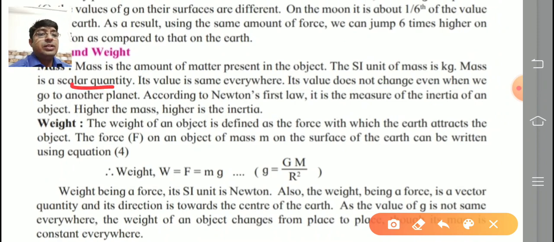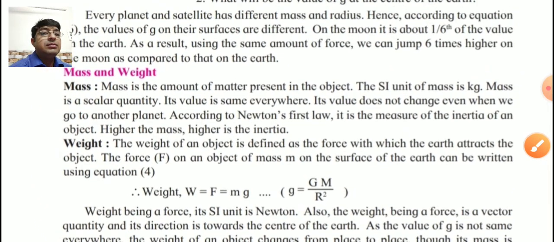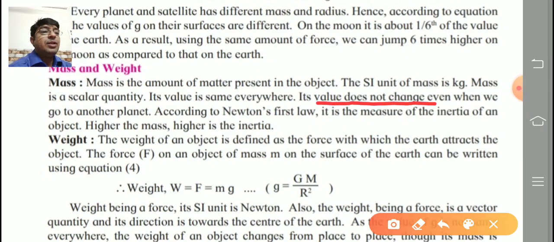Mass is a scalar quantity and weight is a vector quantity. That is the third point. Mass value is the same everywhere, but weight of the object changes from place to place. That is the next point. Next one. Mass value does not change even when we go to another planet.